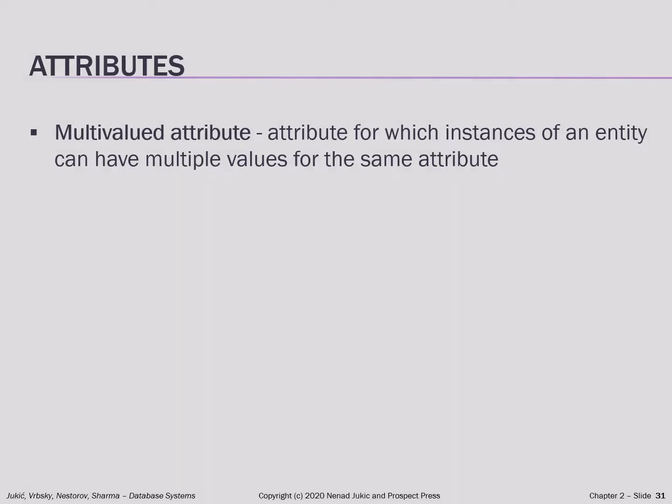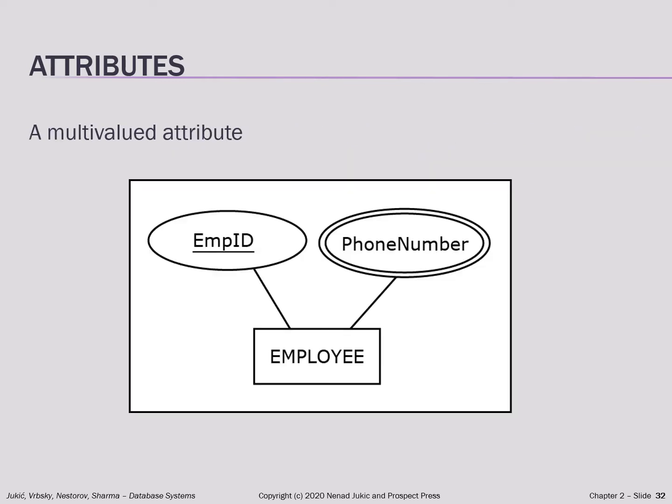Another concept for attributes is called multi-valued attribute. This is a completely different concept from composite attribute. Multi-valued attribute is simply an attribute that can have more than one value for the same entity instance. Double oval around an attribute indicates a multi-valued attribute.